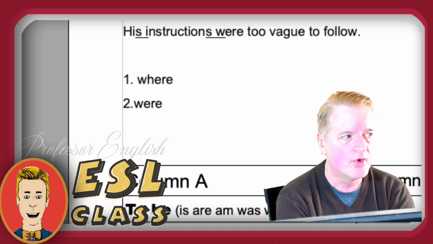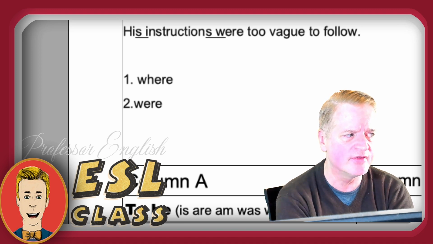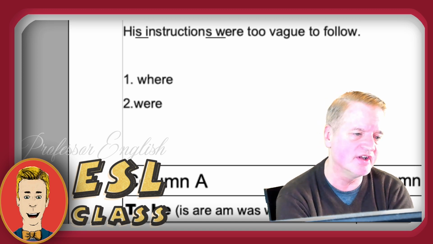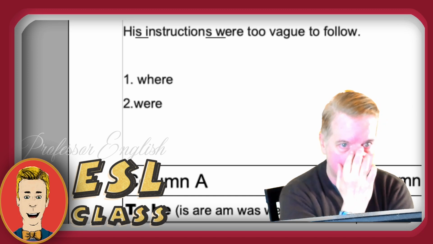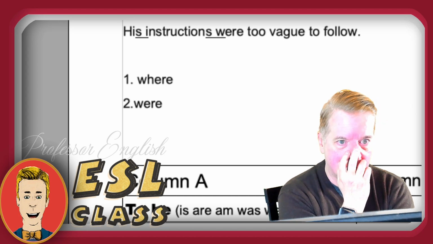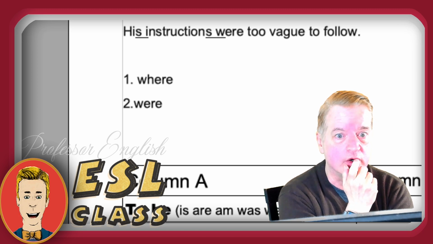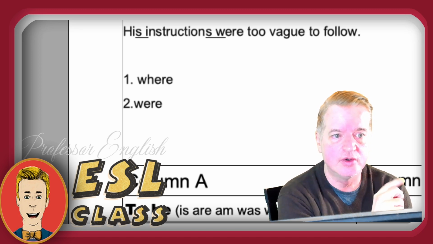Here's number one. Where. Here's number two. Were. Which one has two sounds in the middle? Said one. Okay. Where? Where? Pachu, can you say number one? Where. Say number two. Were. Number two is just were.